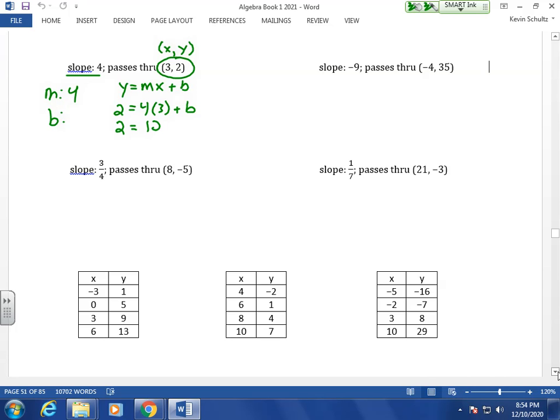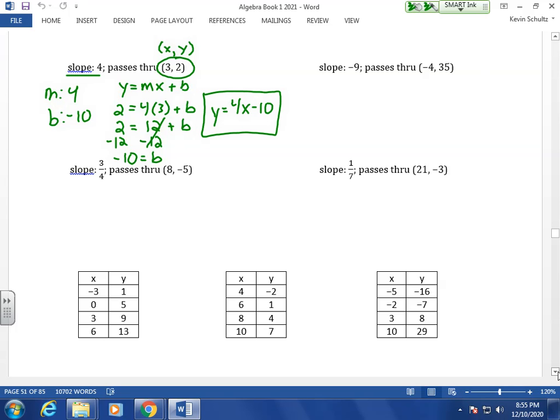4 times 3 is 12. So 2 equals 12 plus b. One-step equation, subtract 12 from both sides, cancel it out on the right, and 2 minus 12 is a negative 10. Negative 10 equals b. I got the other part that I needed to find. Now that I know the slope, now that I know the y-intercept, I can write my equation. Y equals 4x minus 10.